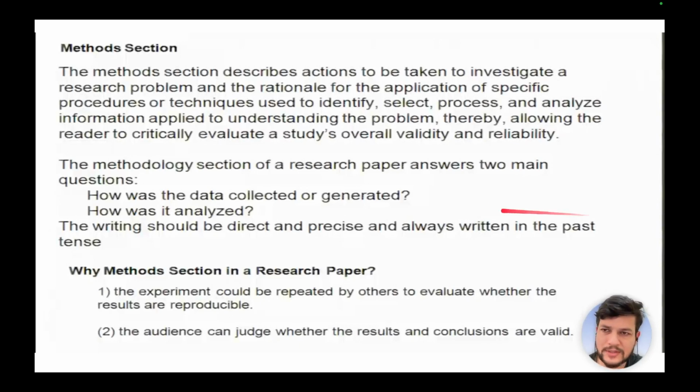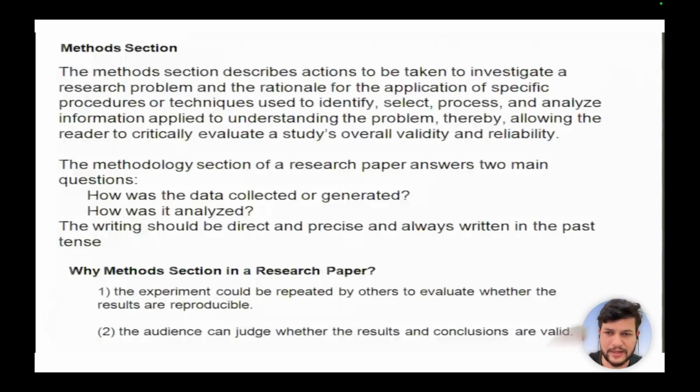So what is the methodology section? The method section describes the actions taken to investigate the research problem and the rationale for the application of the specific procedures. So you write all the procedures that you have done, starting with the materials that you have used, then every method, every experiment, you will divide into subsections. Section one, this experiment, section two, this experiment. Then you will write all the details.